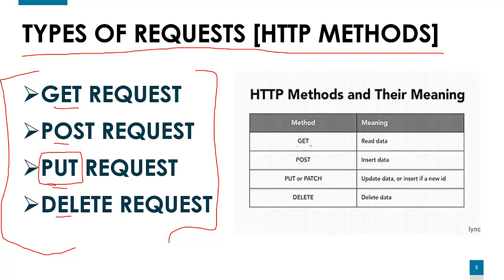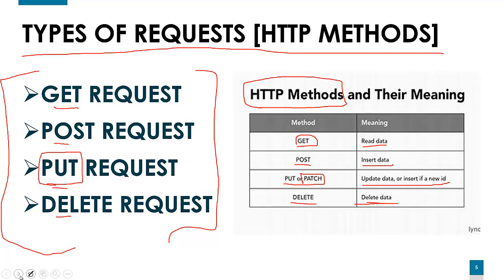So what is a GET request? See, here is a method, GET. These are the HTTP methods that are used by our REST API. GET is to read the data, POST request is to insert the data, and PUT, or you can say PATCH here, are used to update the data or to insert the data. The other is DELETE, which is used to delete the data.